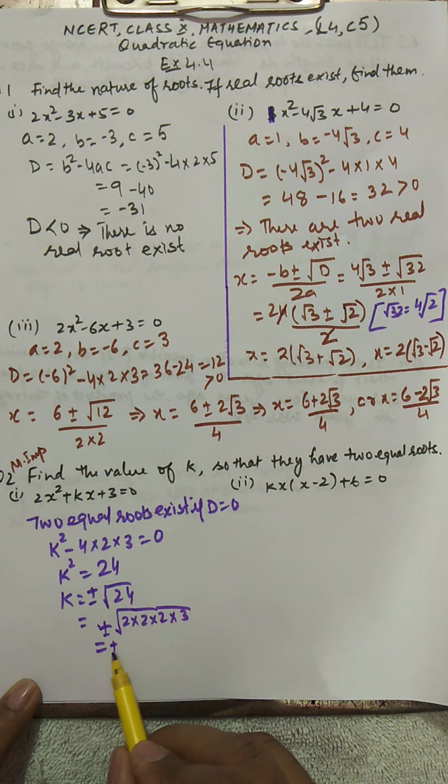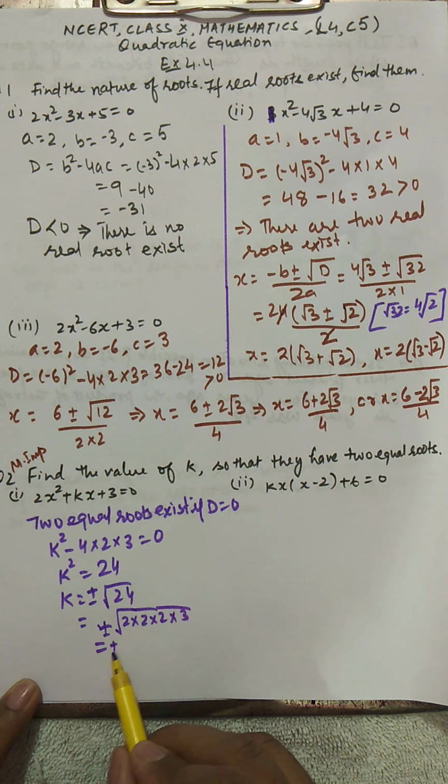Now see this another type, the second part: k x minus 2 into x minus 2 plus 6 equal to 0. Right now this is not in the general form, so first we'll convert that into general form. You open the bracket, this is kx square minus 2kx plus 6 equal to 0. Now your a will be k, b will be minus 2k, and c will be 6.